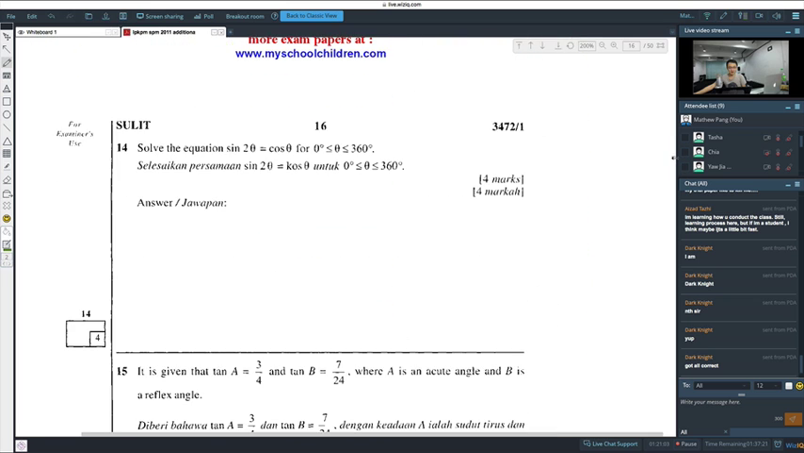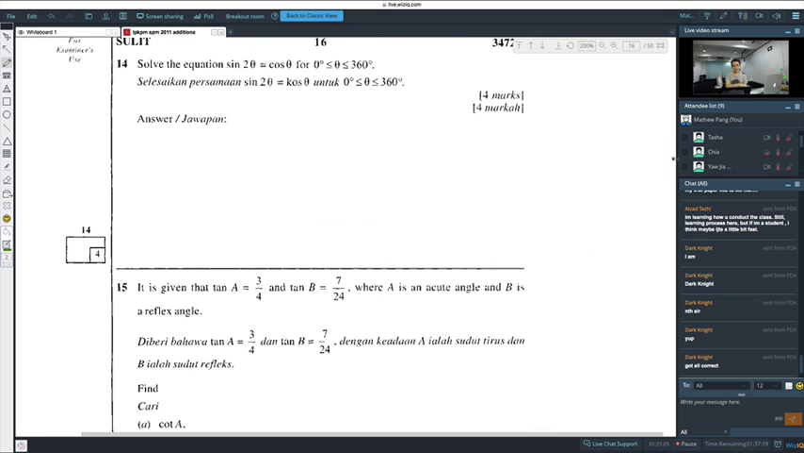Okay, 14 is a trigo question. It's simple. Of course, you will need to know about sine 2 delta. Sine 2 delta equals to 2 sine delta cos delta. It's just a formula, and this formula is given in the exam, so you no need to be panicked.